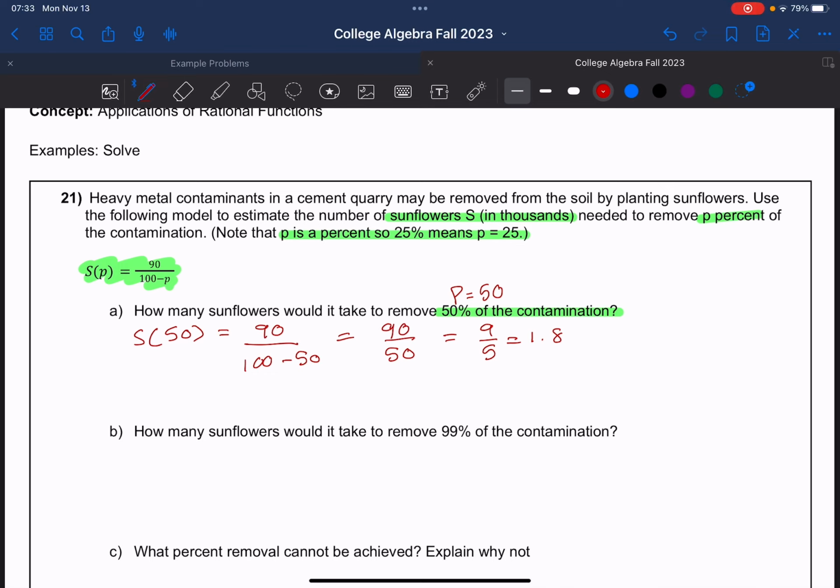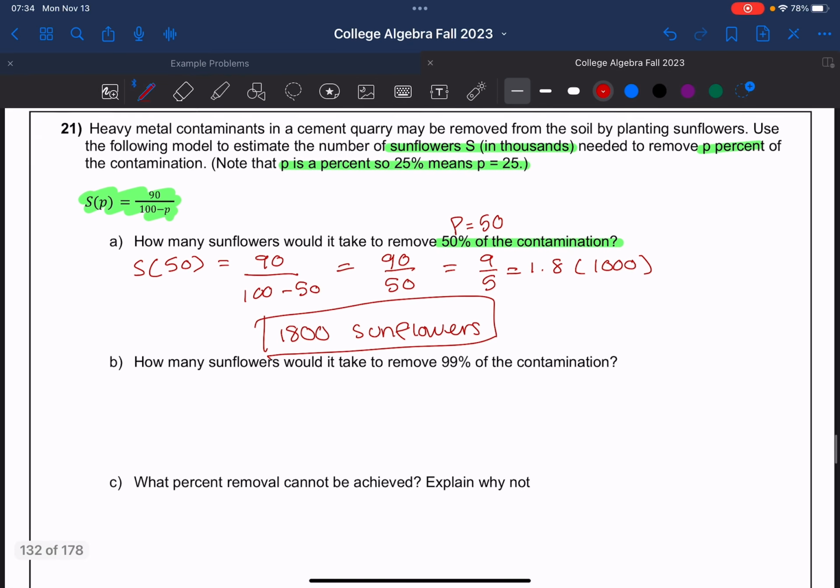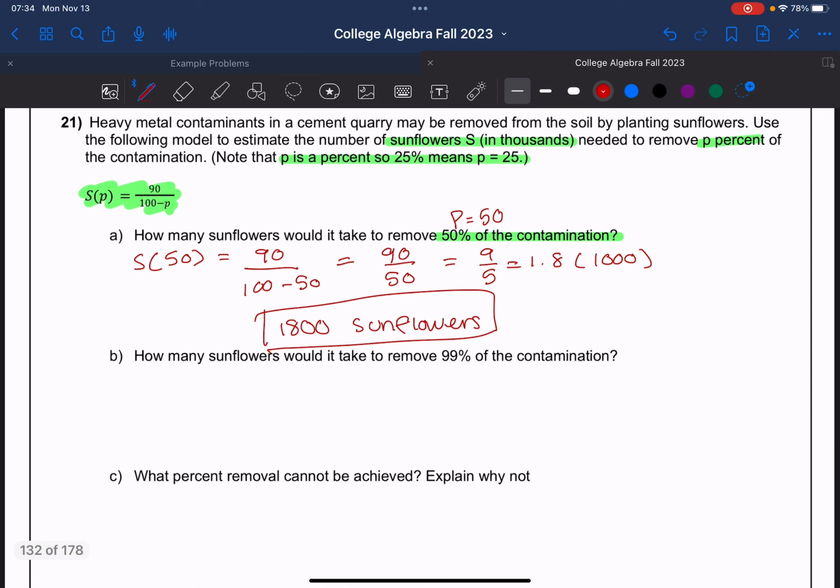However, it said that our S value is in what? Thousands. So what do I need to do to that 1.8? Multiply it by 1,000, or, yes, add 3 zeros to the end. So that means we have how many sunflowers? 1,800 sunflowers. Just because of that decimal there. Okay, so we're using our knowledge here and just plugging in whatever it tells us to plug in.